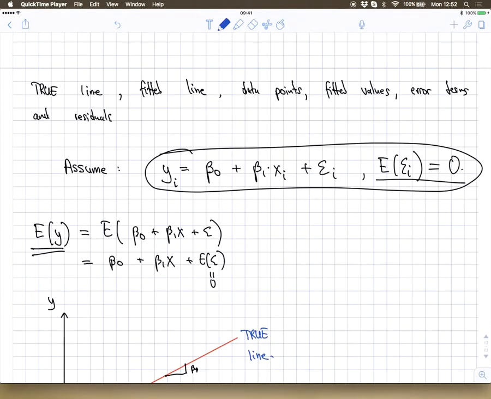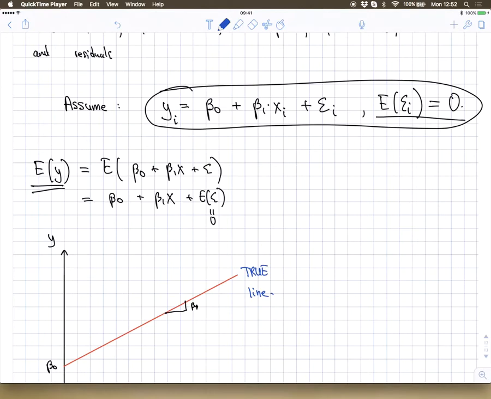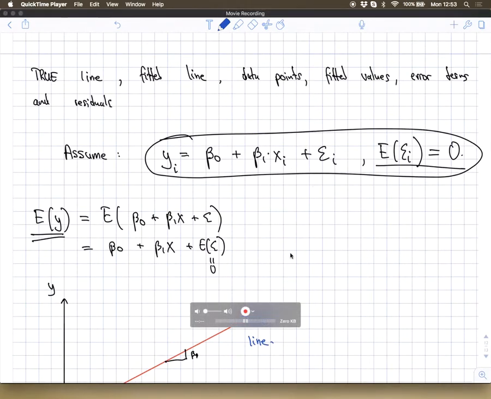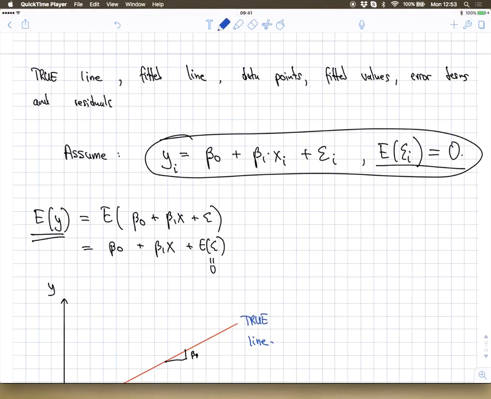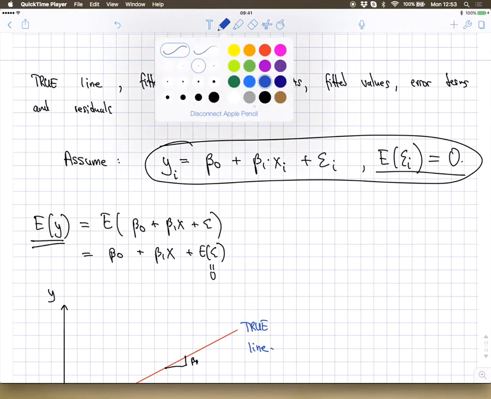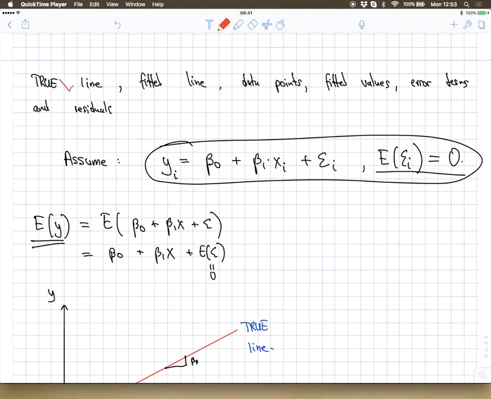Note, I cannot think, talk, or envision a true line unless I know or assume that this top bit here is correct. If that top bit is not correct, there is no point in talking about a true line. But that's the baseline that I need. I need that assumption. Now, that's the concept of a true line. That's what a true line is.